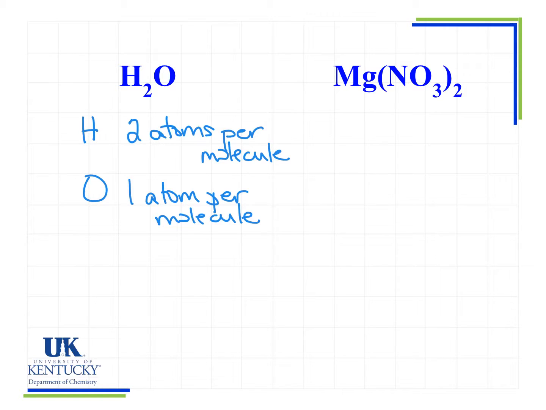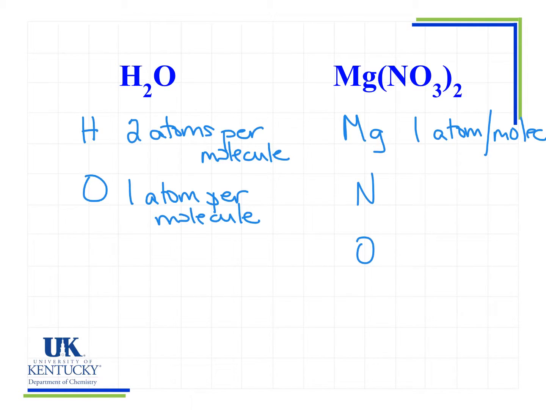Now, when I look at the magnesium compound, magnesium nitrate, I'm going to start the same way. I've got magnesium, I've got nitrogen, and I have oxygen. We'll start with the magnesium because we notice that there's no subscript, which is an implied 1, so there's 1 atom per molecule. Next, we look at the nitrogen.